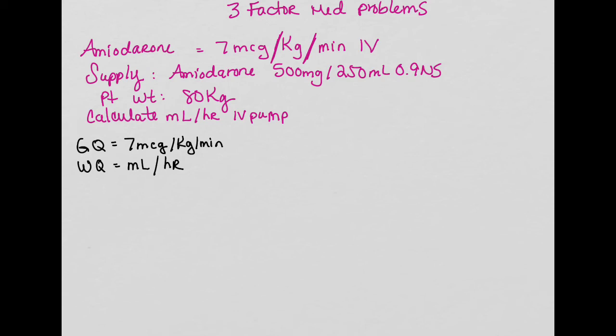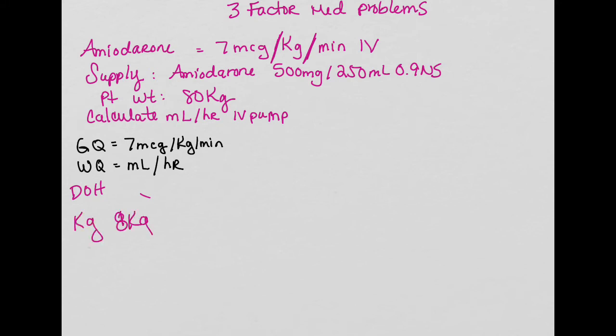7 micrograms of amiodarone per kilogram per minute IV. The supply is 500 milligrams per 250 mLs of 0.9 normal saline. The patient weighs 80 kilograms, so now we need to calculate the mLs per hour on the IV pump. So the given quantity is 7 micrograms per kilogram per minute, and the wanted quantity is mLs per hour. We have dose on hand also, and we have a kilogram, so the patient weighs 80 kilograms.